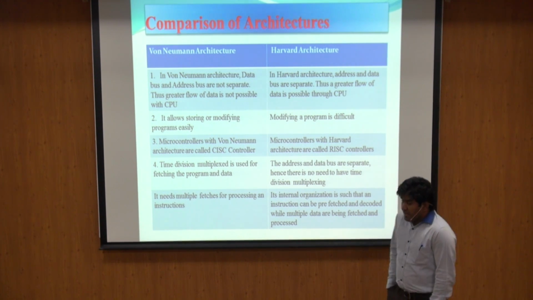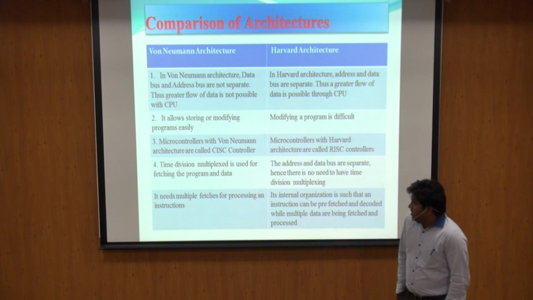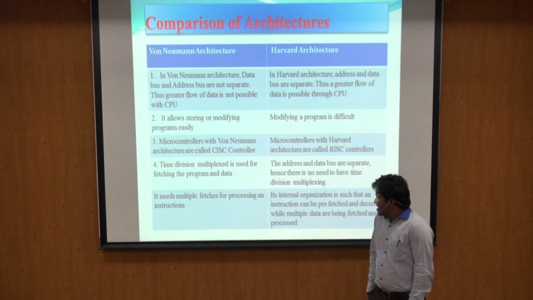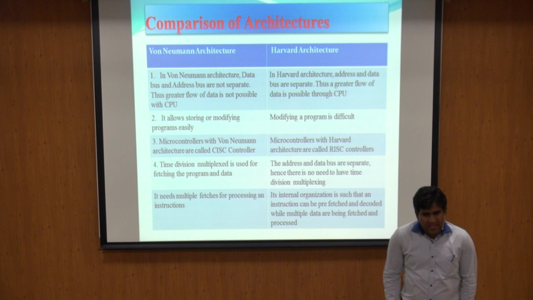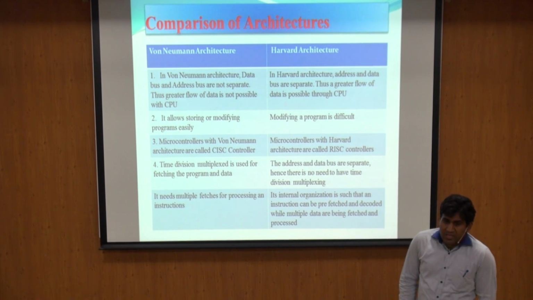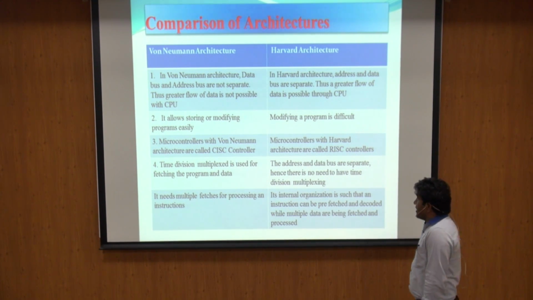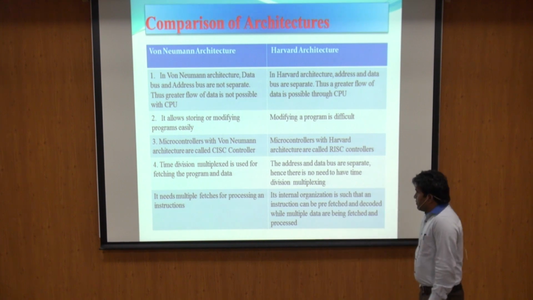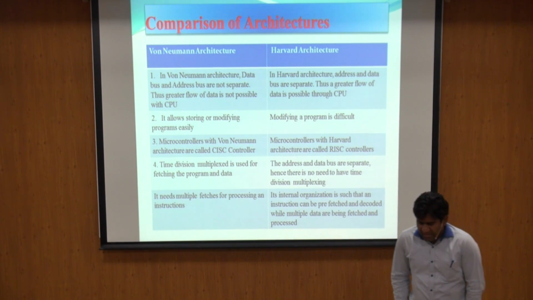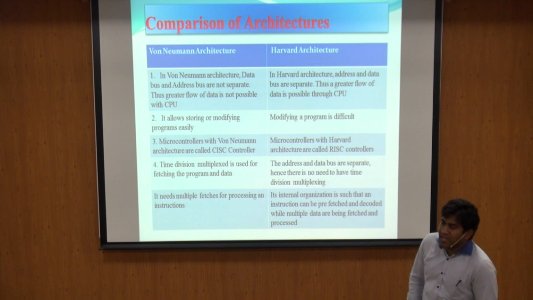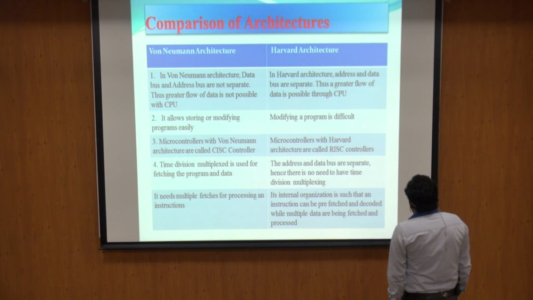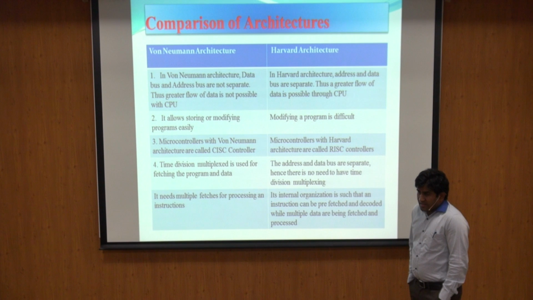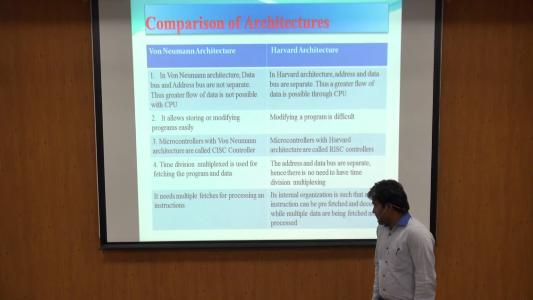Next one is that in a von Neumann type of architecture, time division multiplexing is used for fetching a program as well as data. Here we use time division multiplexing in a von Neumann type, but in a Harvard type of architecture, as there is a separate program memory and a data memory, it is not necessary to use time division multiplexing.